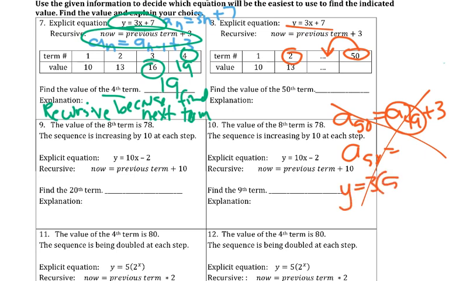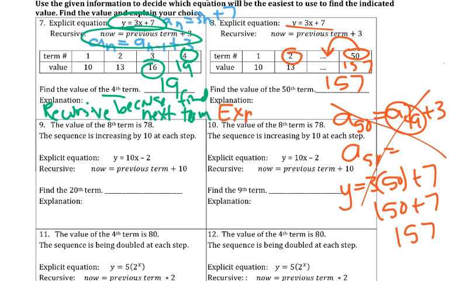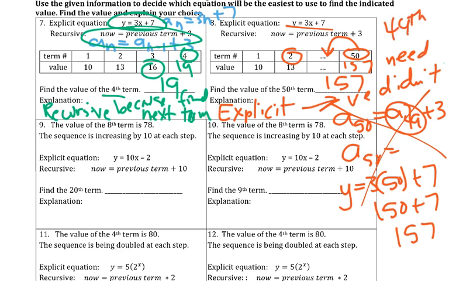So 3 times 50 plus 7. 3 times 50 is 150, plus 7 is 157. So the 50th term is 157. So I think we can pretty easily say it's the explicit. Okay, because we didn't need the 49th term, which meant we didn't need the 48th, or the 47, or the 46, or the 45, 44, so on, until we got back to 2. Alright, let's try number 9 now.